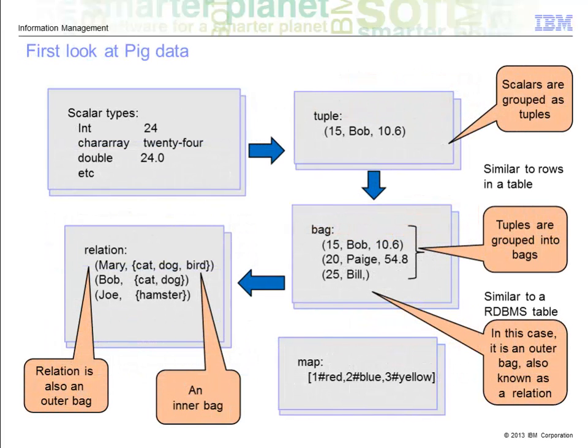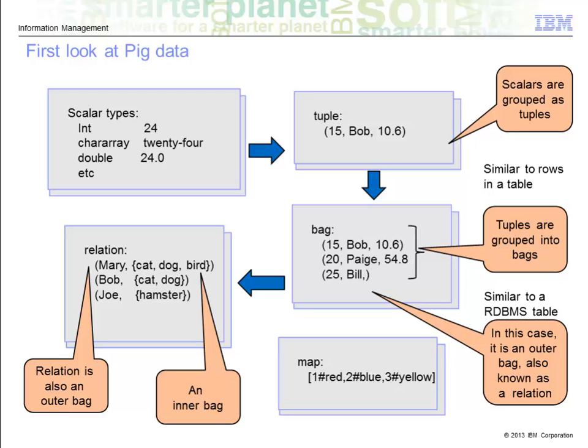First look at Pig data. As you might expect, the Pig language has a number of scalar data types used to define individual fields. Some examples are int for integers, chararray for string data, double and float for numbers with decimal points. Fields are grouped together into tuples. You might think of a tuple as a row in a relational table or a record in a file.